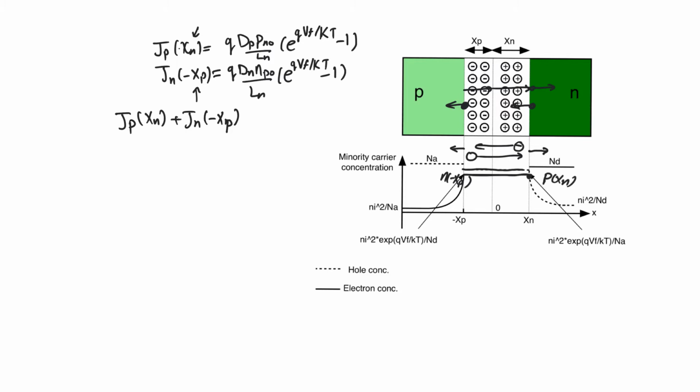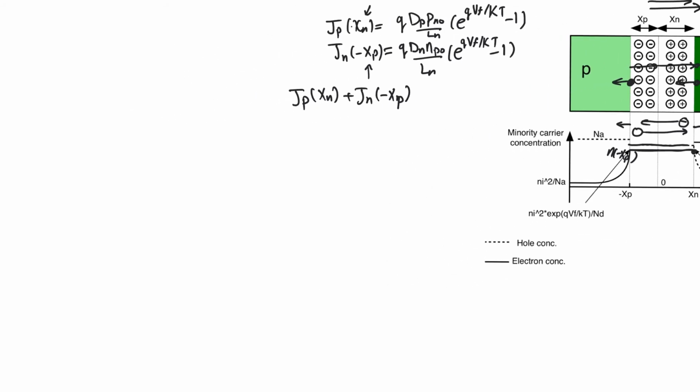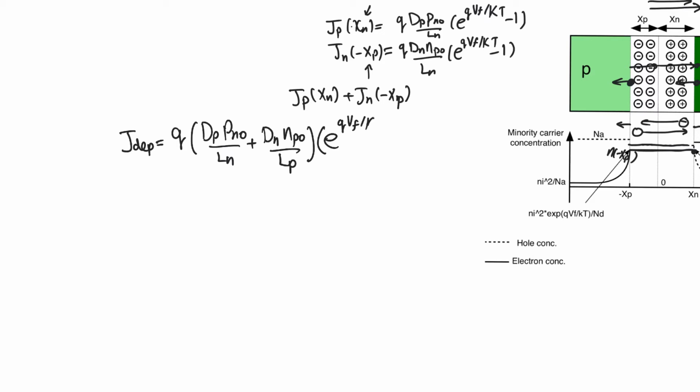So holes are diffusing from the P side to the N side, leading to a current from the P side to the N side. Electrons are diffusing from the N side to the P side, leading to a current also from the P side to the N side, which means that the total current within the depletion region is the summation of the two current densities of holes and electrons diffusing in either direction. So this is going to be equal to Q into Dp Pn naught over Lp plus Dn Np naught over Ln, and this is all going to be multiplied by e to the power of QVF by KT minus 1.